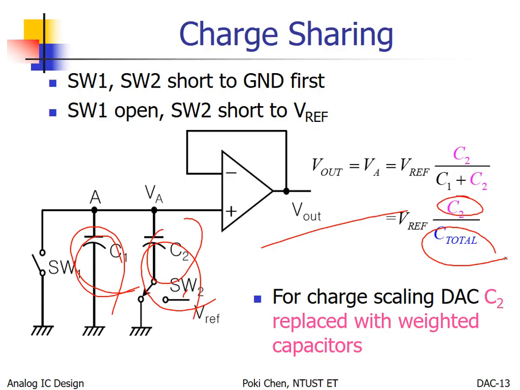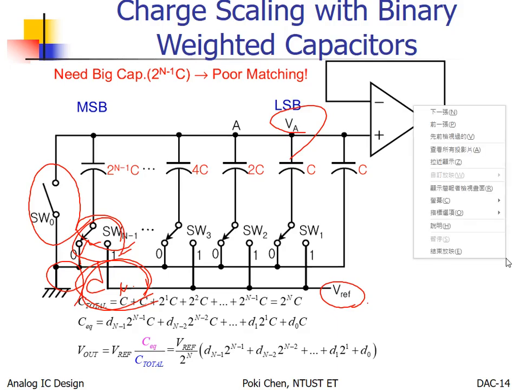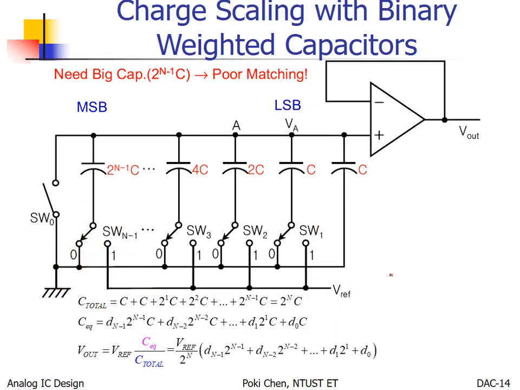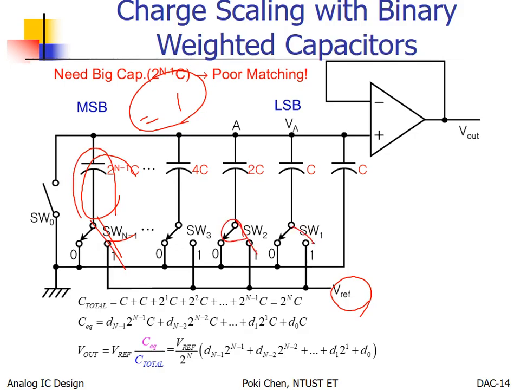So you can see after switching, all those capacitors with control bit 1 will be switched to V reference, right? Because, for example, oh, I'm switched. You are also switched. Congratulations. All those capacitors are connected in parallel. Why? Because they have the same node A, right?